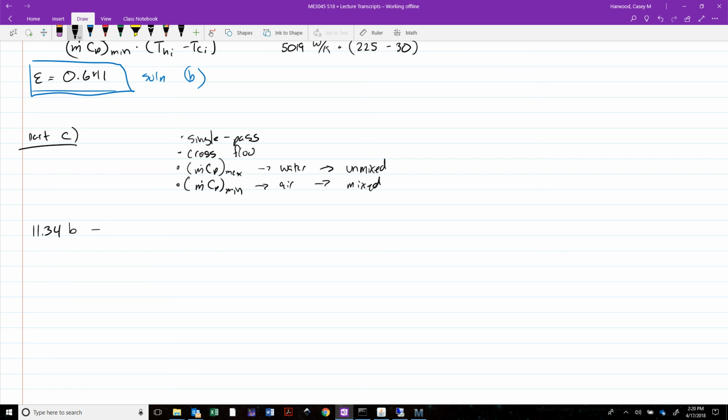which says the NTU, number of transfer units, is equal to negative 1 over this C sub r times the natural log of C sub r times the natural log of, let's go ahead and put some square brackets on here, of 1 minus epsilon plus 1.